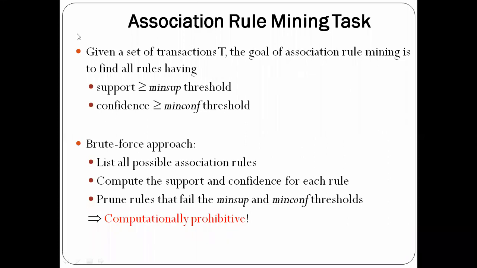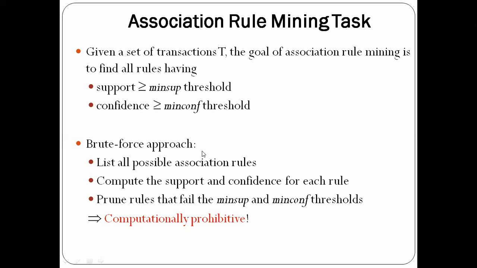Now coming to one of the methods which we will use to find the association rules, that is the brute force approach. In the brute force approach, we will find all the association rules and list them. We are not bothered whether they satisfy the support or confidence. Initially, we will list all the association rules. Later, we will compute the support and the confidence of each of these rules.